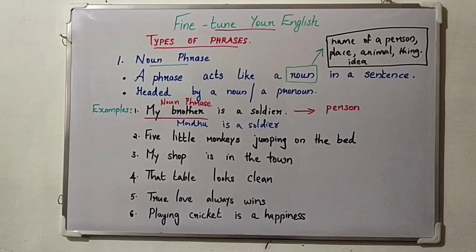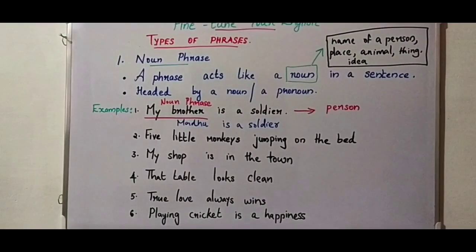See the first example here. My brother is a soldier. That's the sentence given here. You can see a combination of a pronoun and a noun. My brother, that is a noun phrase in the sentence, and it acts as the name of a person. You can substitute my brother with a name. See the example given below. Madhu is a soldier. Just like that, we can substitute names for the noun phrases.